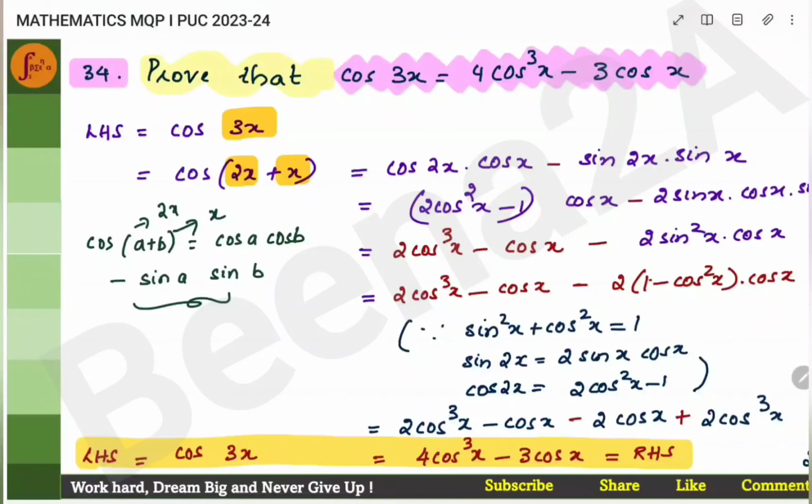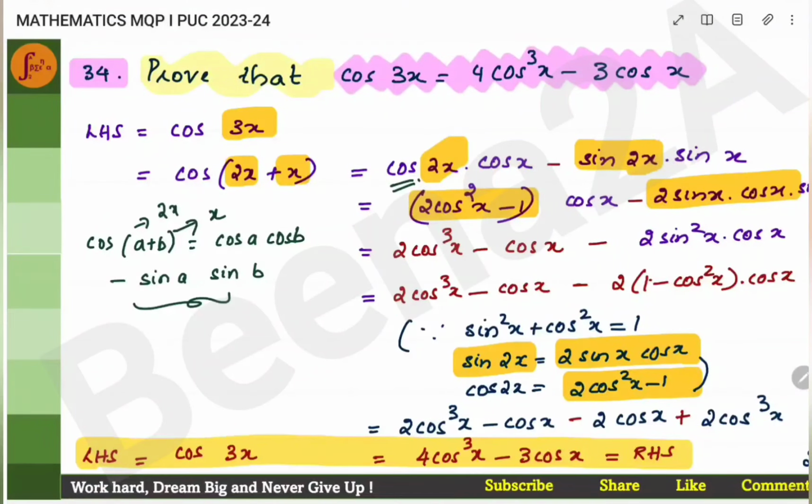And remember, again, you will have to substitute cos 2x. Which formula will you put? The cos based formula. Cos 2x is 2 cos square x minus 1. You have to put 2 cos square x minus 1 here. And then sin 2x, what is sin 2x? 2 sin x cos x. So put 2 sin x cos x here. So now everything is in the form of cos x or sin x. Now you have eliminated this 2x and here 2x.